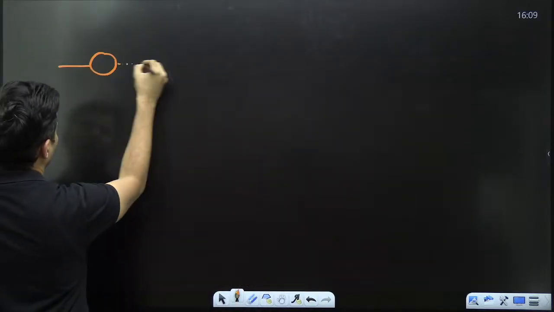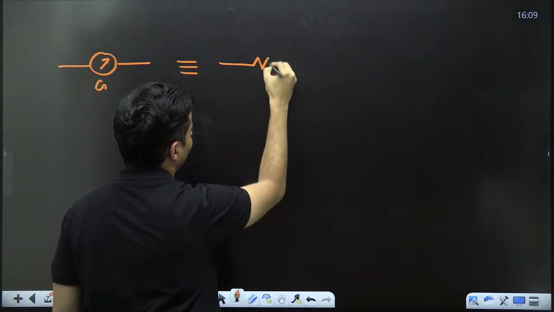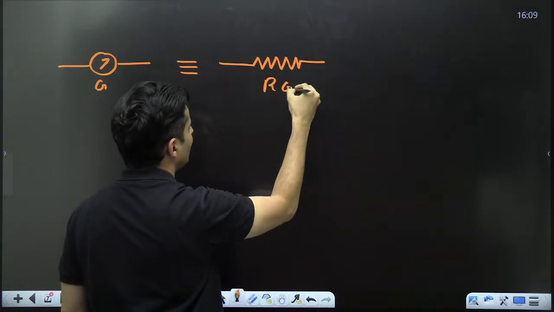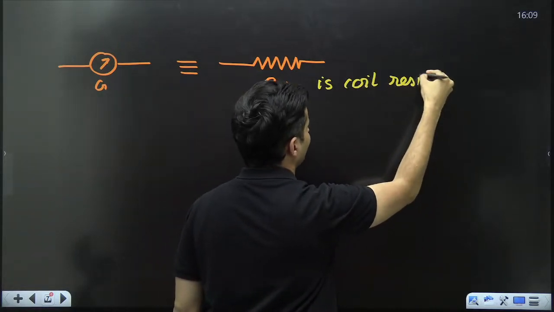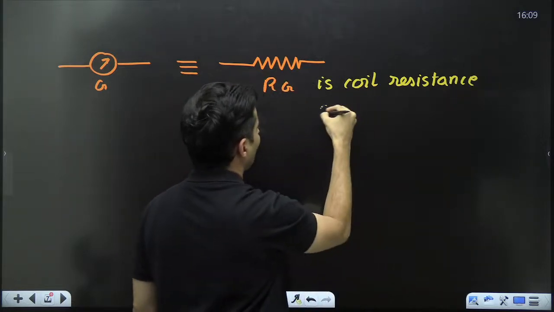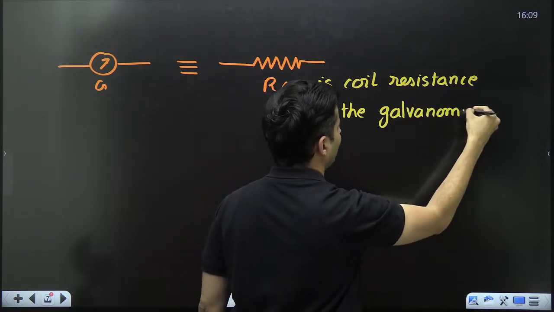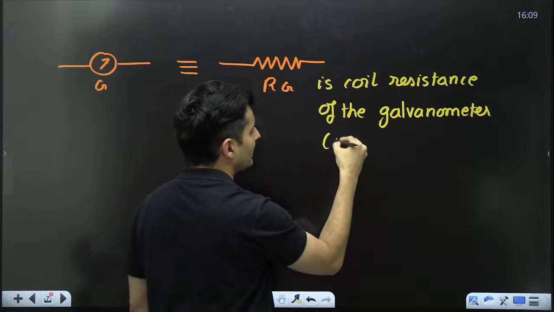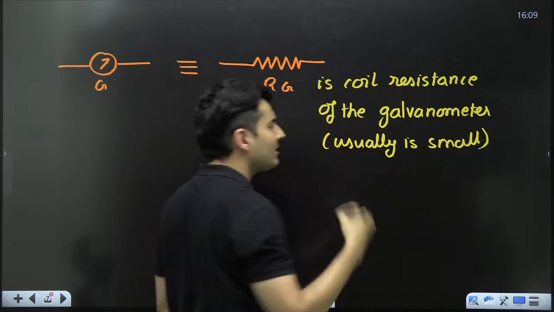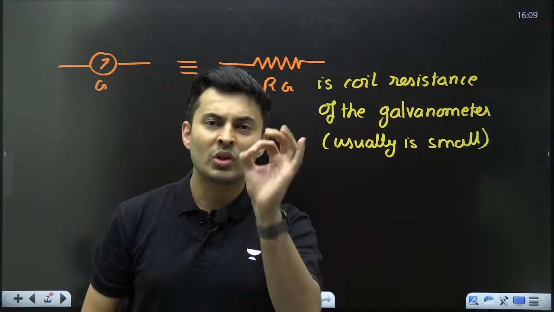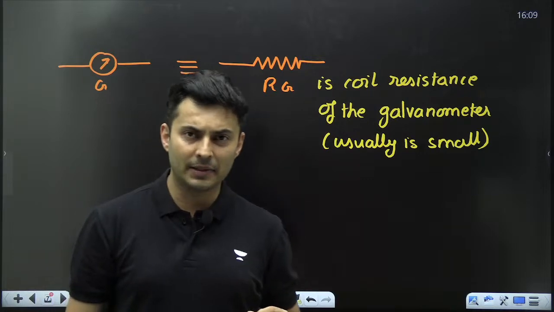Now, whenever you have a galvanometer, that galvanometer has a coil, and that coil has some resistance. So Rg is the coil resistance of the particular galvanometer. Keep this in mind. Usually this coil resistance is going to be very small, because the coil is made of copper or some very good conductor. So the resistance of that coil is very, very low. Keep this fact also in mind.